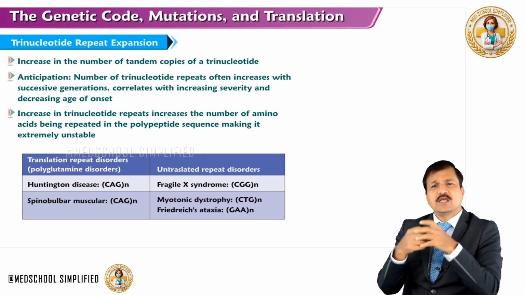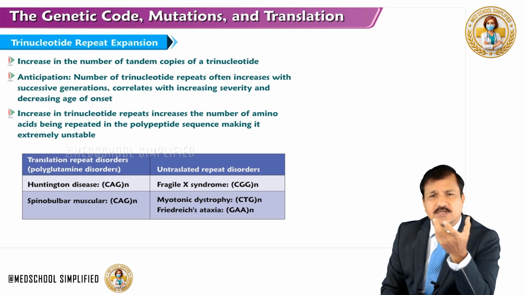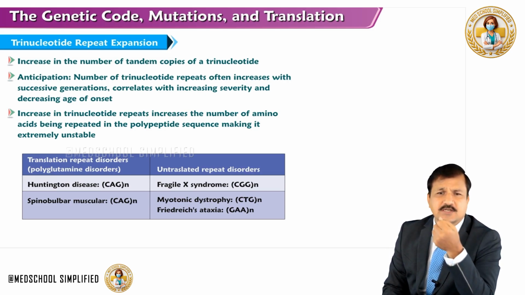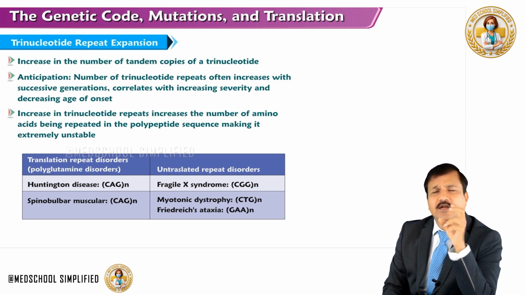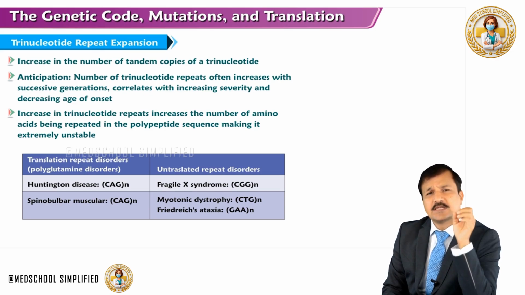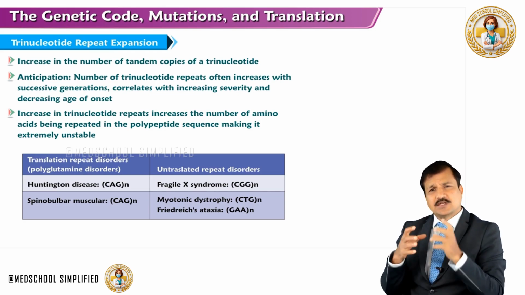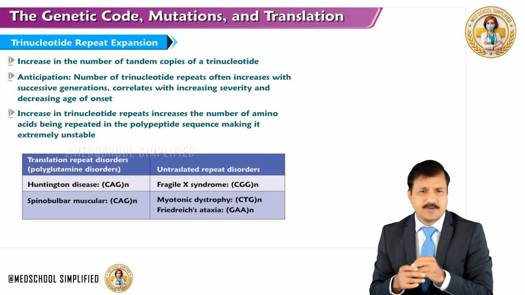In these diseases, the number of repeats often increases with successive generations and correlates with increasing severity and decreasing age of onset of the disease. This phenomenon in trinucleotide repeat expansion disorders is referred to as anticipation. For example, in the normal Huntington allele, there are 5 tandem repeats of CAG in the coding region, and affected family members may have 30 to 60 of these CAG repeats.